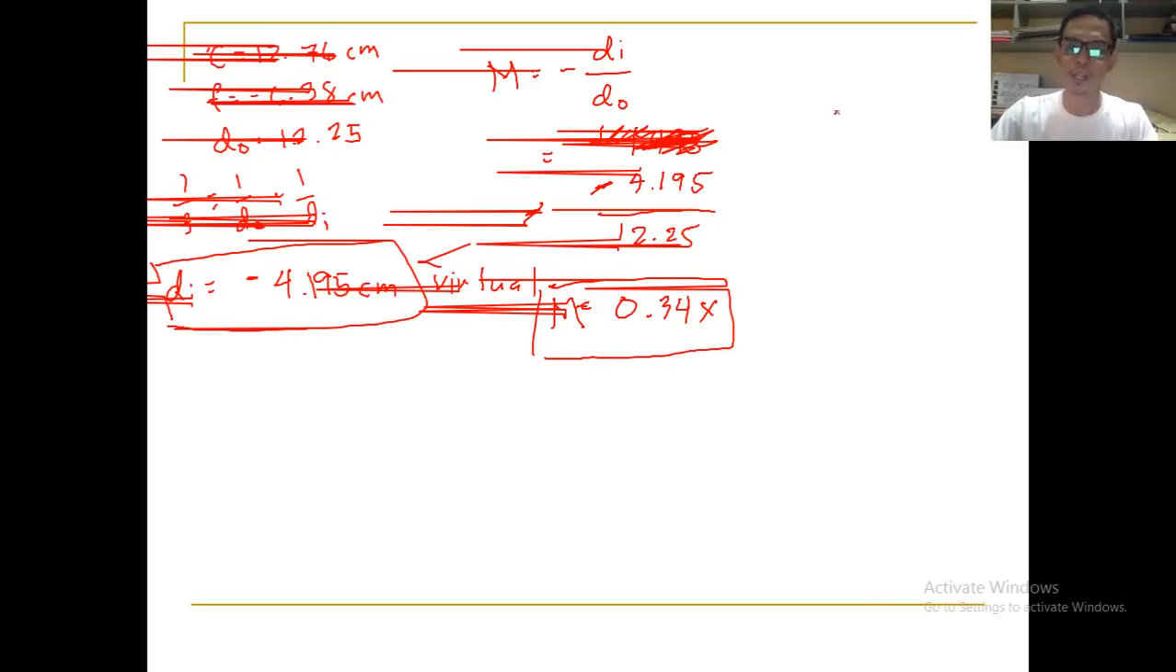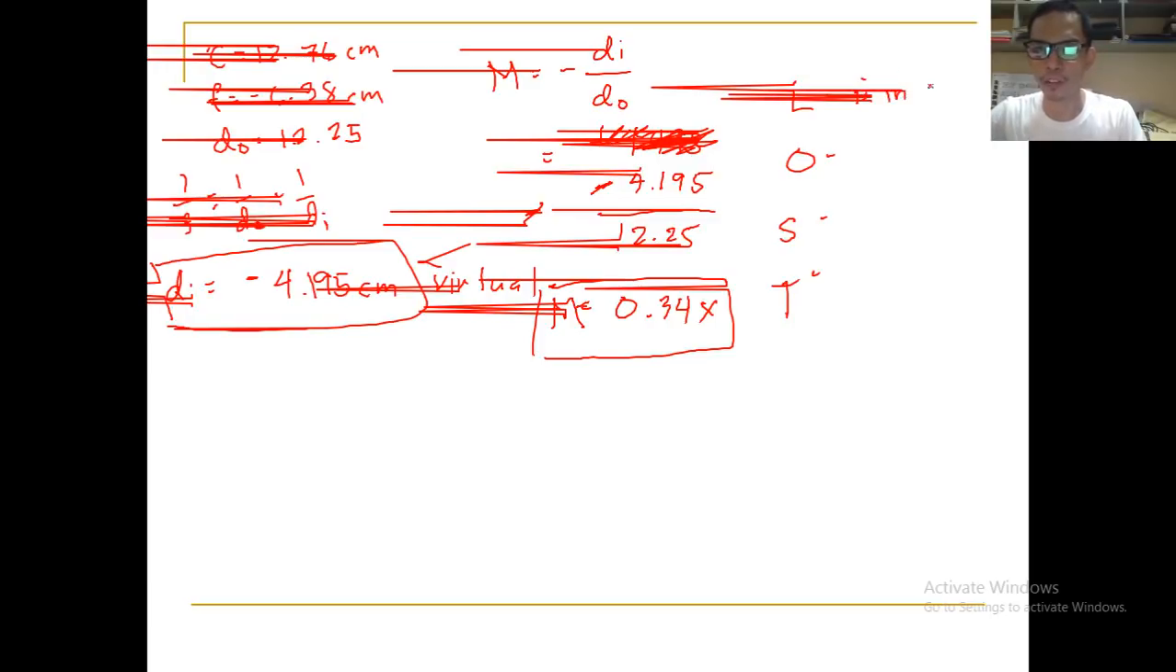Now let's find out the LOST of this problem. What is the location of the object? The focal point is 6.38, and the distance of the image is 4.195. So the location of the object is in front of F. That is the L.